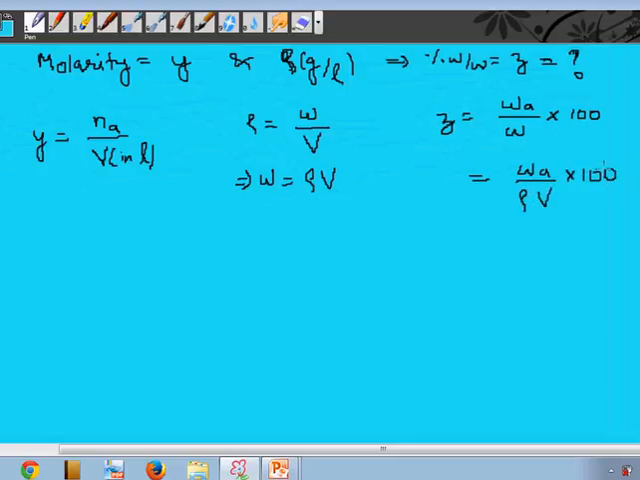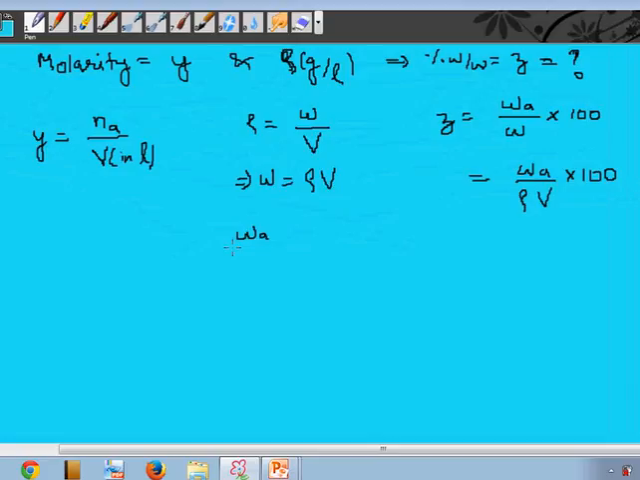Now I have to eliminate WA. I am not eliminating V here. Why? Because V is also present in Y, so maybe I can simply equate them. So I have eliminated W. Now to eliminate WA: WA is the mass of solute. Here I have moles of solute Na.